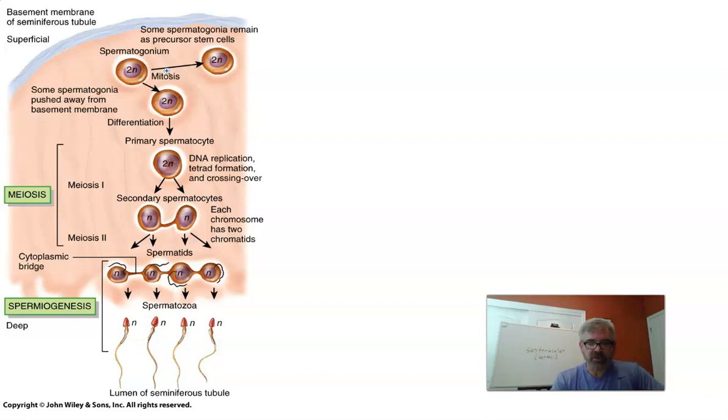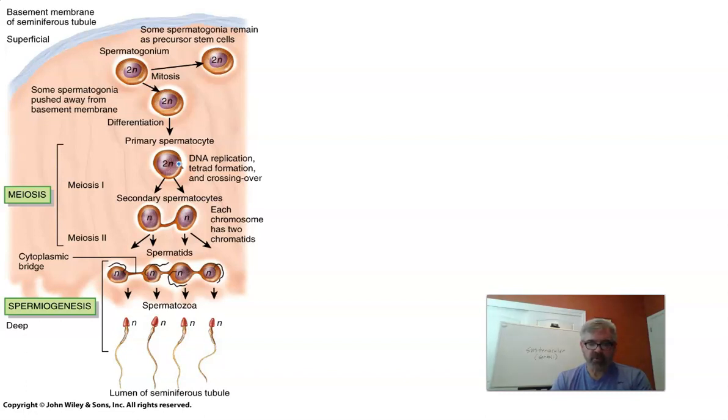Some of the daughter cells are going to differentiate into diploid primary spermatocytes, which you see here. So we're still in the 2N state because we just went through mitosis. We just replicated everything. Now, we change up a little bit here.